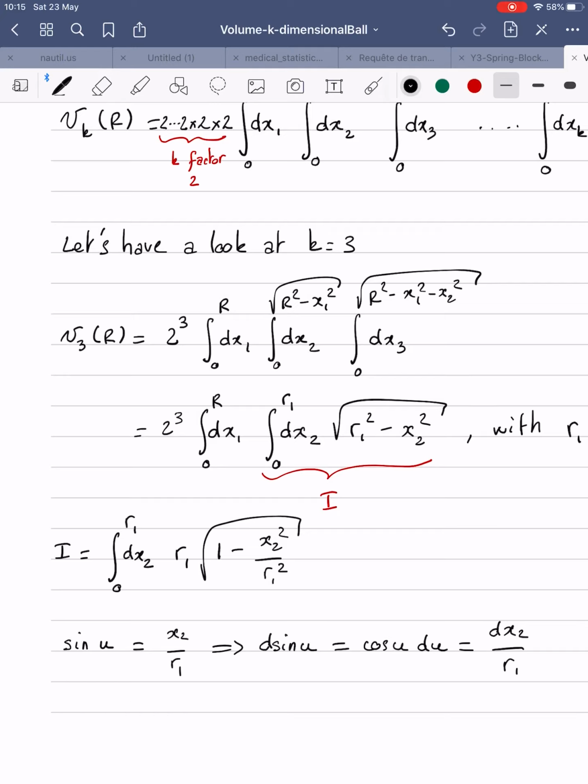If x2 over r1 belongs to the interval 0, 1, then u, in this particular case, will belong to the interval 0, pi over 2. Okay? So then, this being written, what I can do is say, well, then I is equal to the integral from 0 to pi over 2.